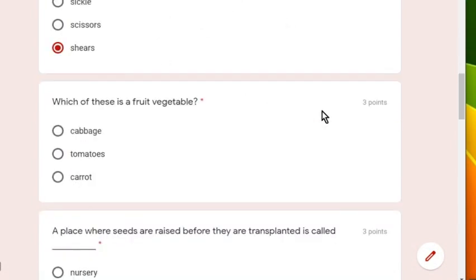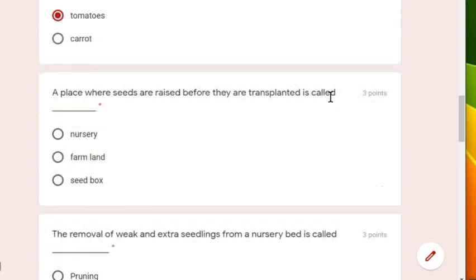Question 2. Which of these is a fruit vegetable? Cabbage is leaves, the carrot is roots, so the tomatoes is the correct answer. It is a fruit. A place where seeds are raised before they are transplanted onto the main field is called a nursery. Okay, so that is the nursery.